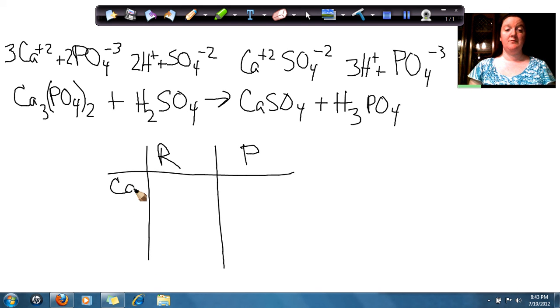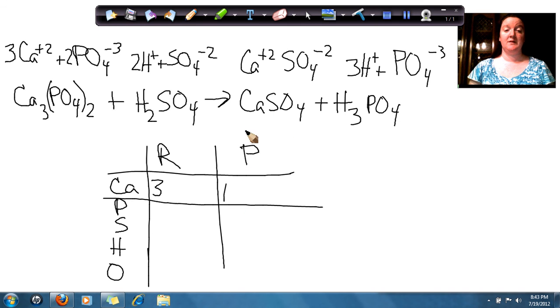So now we need to look at our reactants and products and see if they balance out. We have calcium, phosphorus, sulfur, hydrogen, and oxygen. So let's look at our calcium first. We have 3 calcium on that side, but we only have 1 calcium on that side. So let's put a 3 in front of that. That will balance out our calcium. Now if we look at phosphorus, on this side I have 2 phosphorus, but on this side I only have 1. So that means we need to put a 2 in front of our phosphoric acid. And that makes 2 phosphorus.